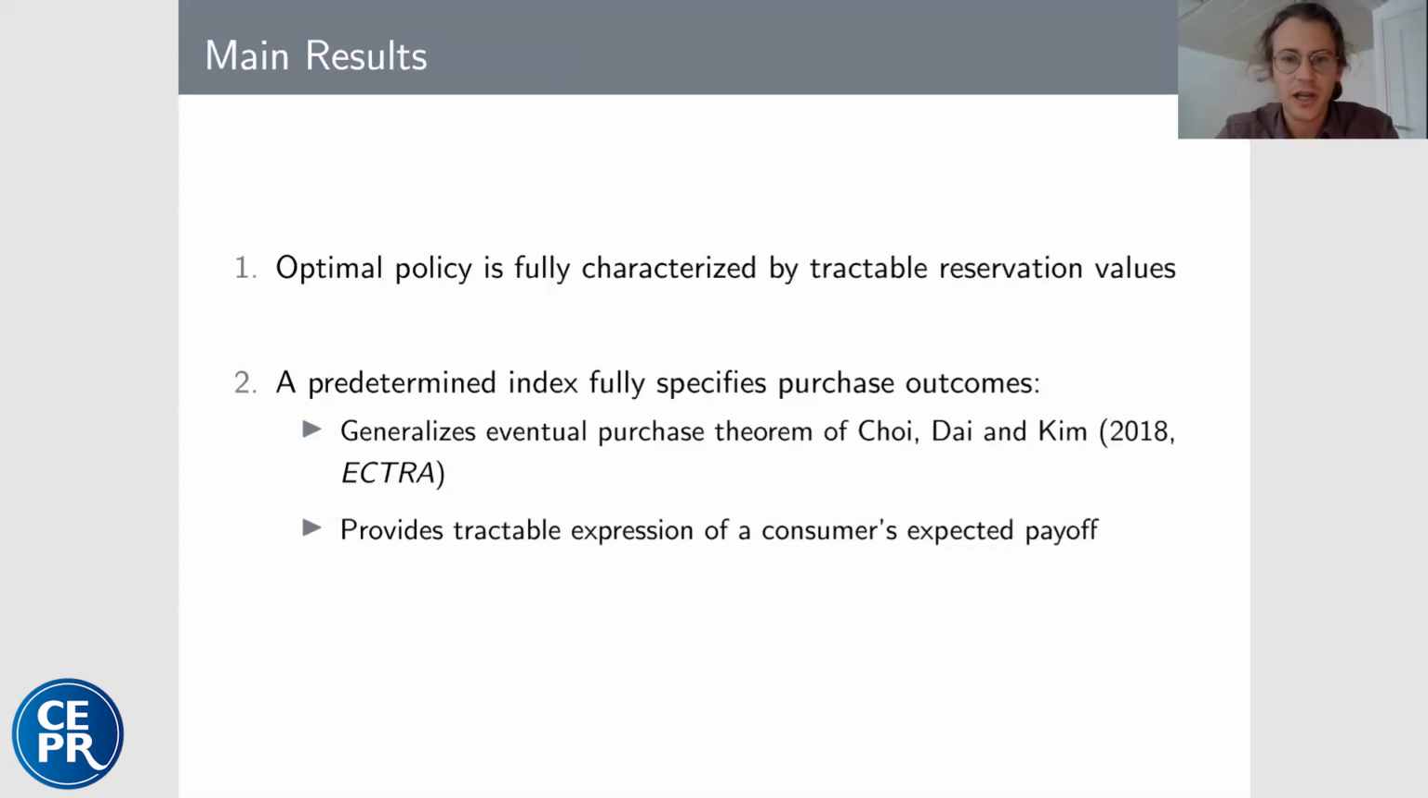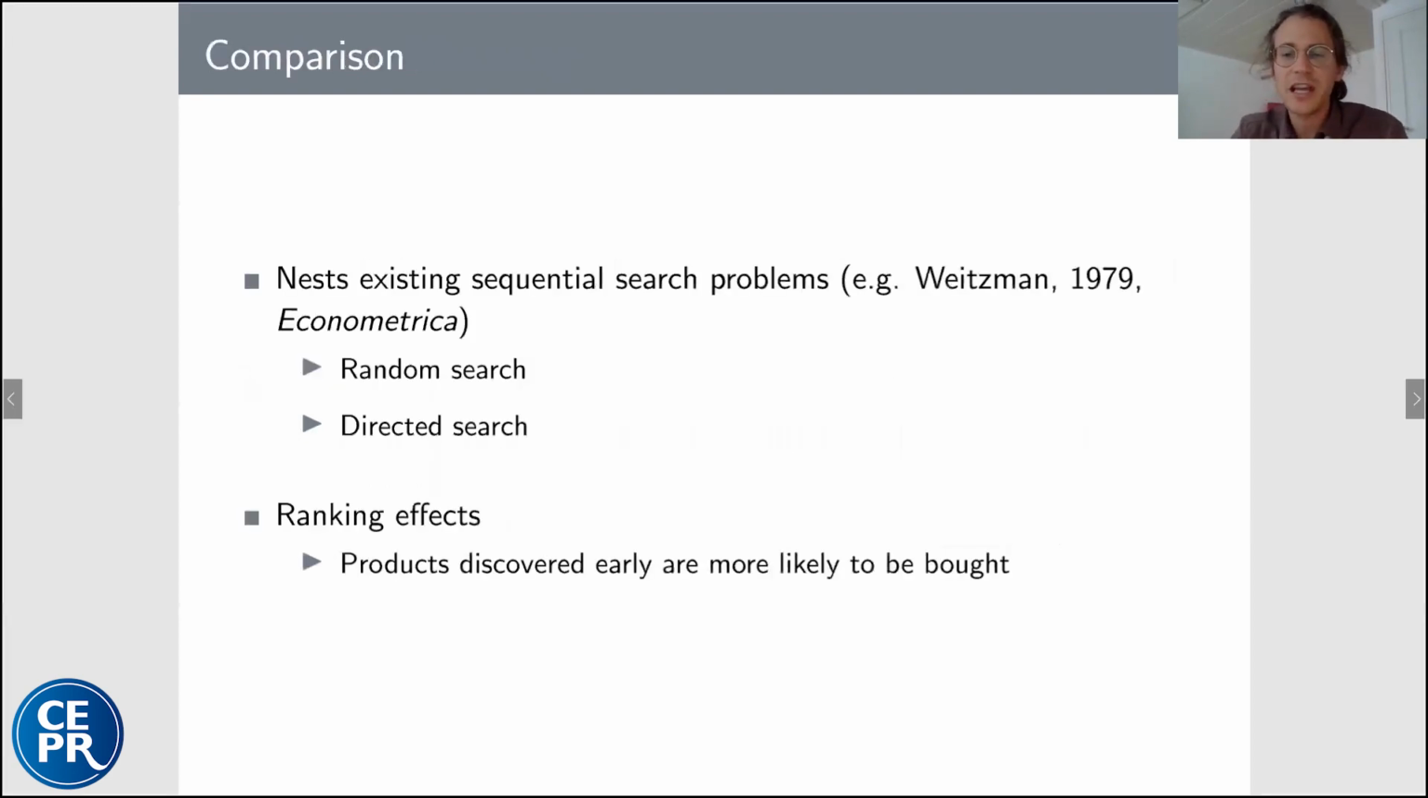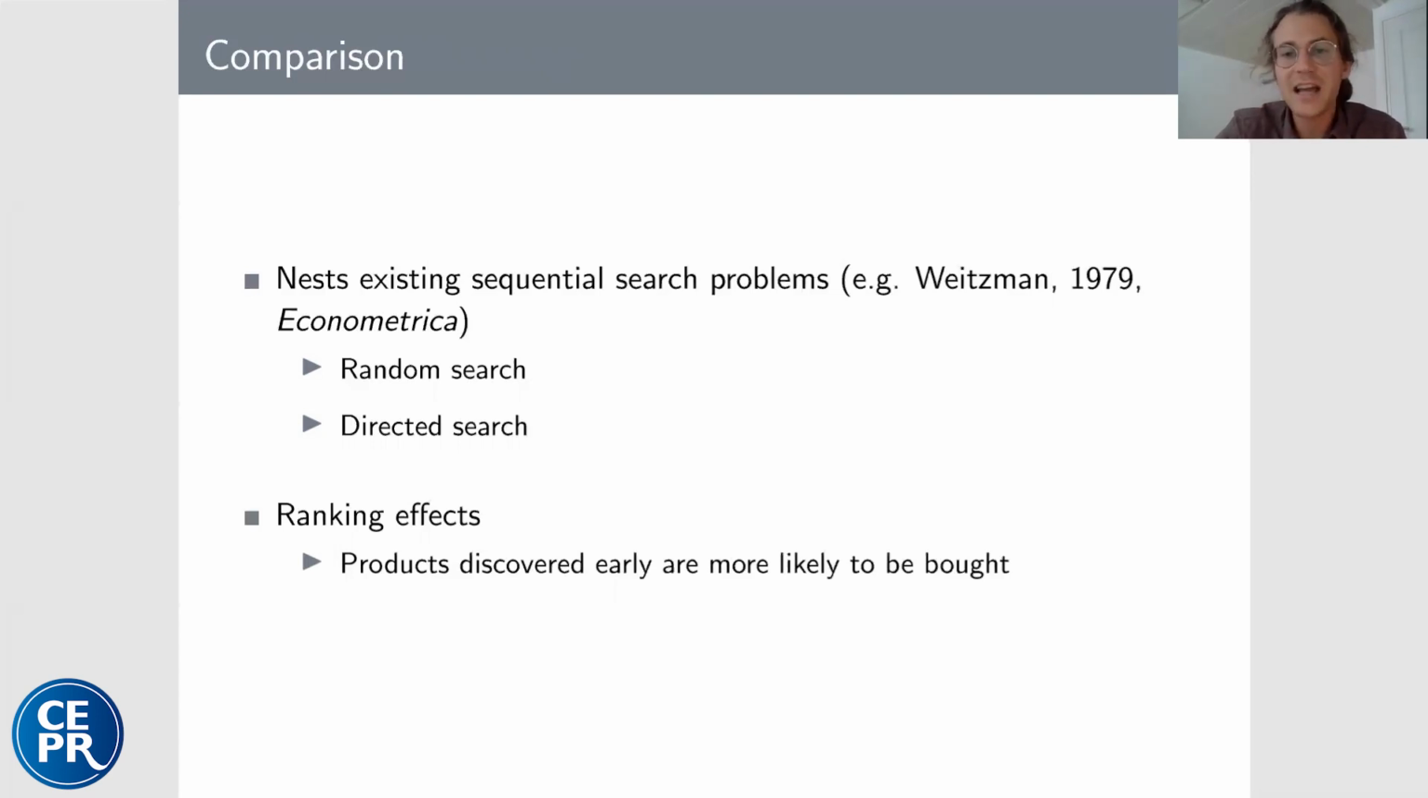Now, I don't have much time to talk about this, but in the paper, I also compared the search and discovery problem with existing approaches, namely random and directed search. And here I just like to point out two things. First, both random and directed sequential search are nested within the search and discovery problem. And second, I also compare how these search problems generate ranking effects, which is essentially the observation that products discovered early during search are more likely to be bought.